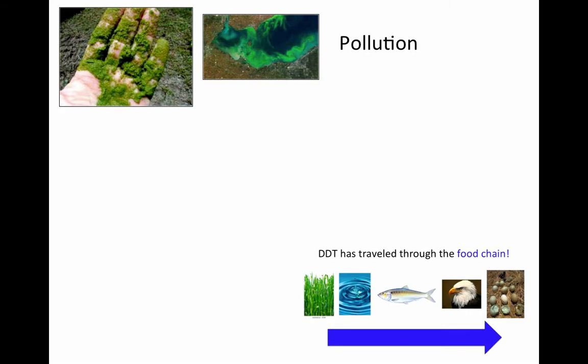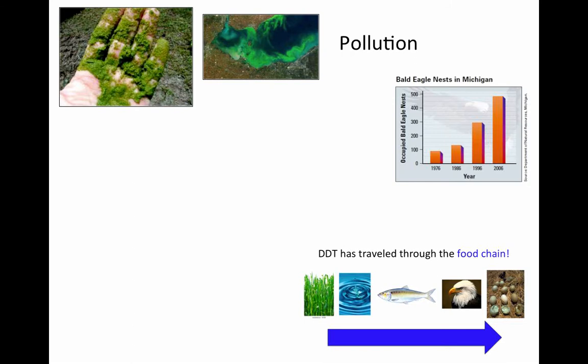Another problem was the use of DDT. DDT is a pesticide that farmers were using on their crops, but it was harming bald eagles as it passed through the food chain. Luckily, we saw that since the government banned DDT, the bald eagle populations were able to return to normal.